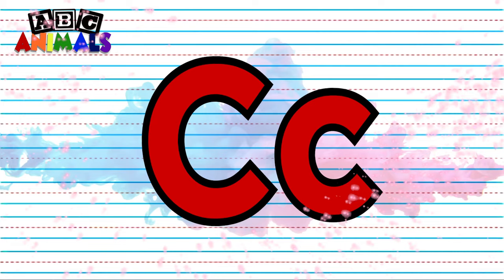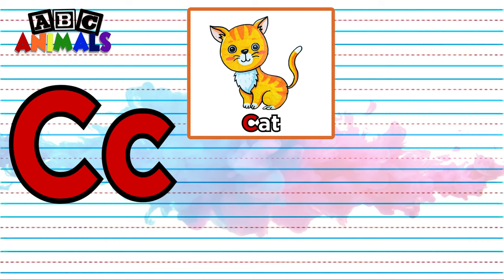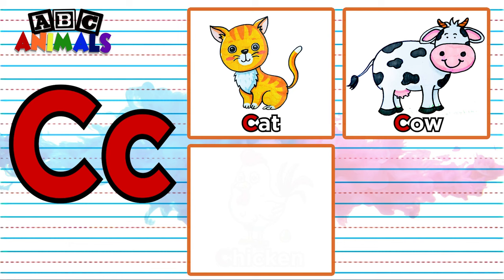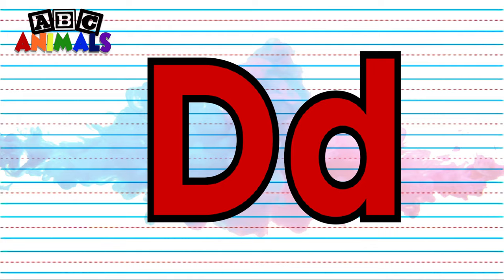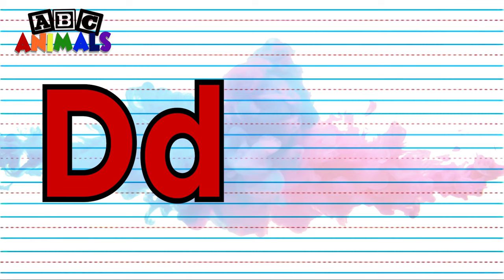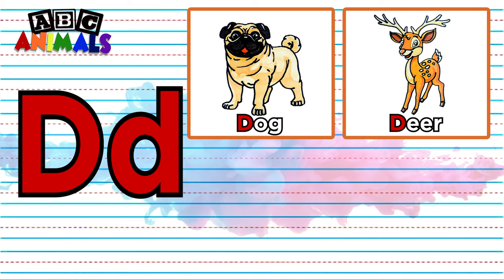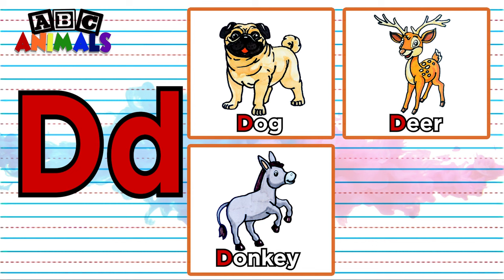C is for cat. Cow. Chicken. Cheetah. C is for dog. Deer. Donkey. Dragonfly. D.